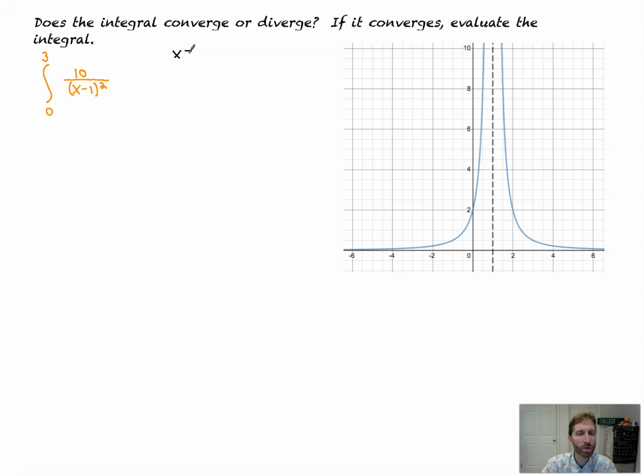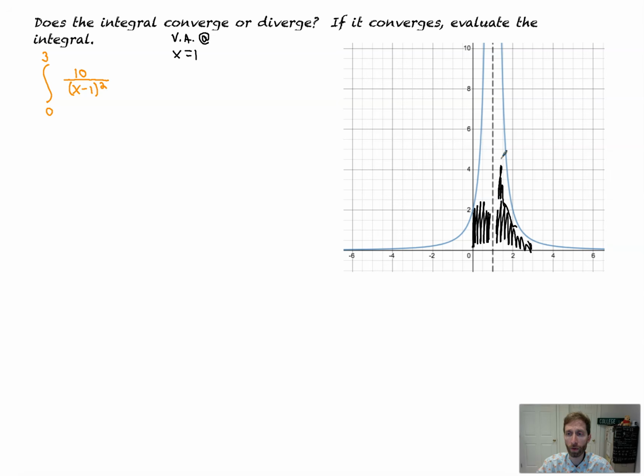Except x equals 1 gives a vertical asymptote. Right? So we've got a vertical asymptote at x equals 1, and that's on the interior here. So we actually have to split open this integral, and as you can see from the graph, if we're finding the area from 0 to 1, we need to mind both sides of that vertical asymptote.